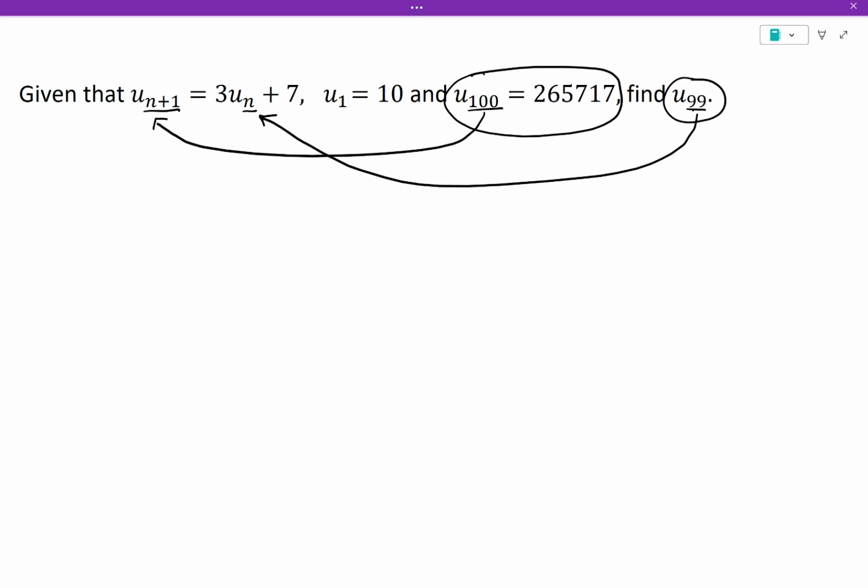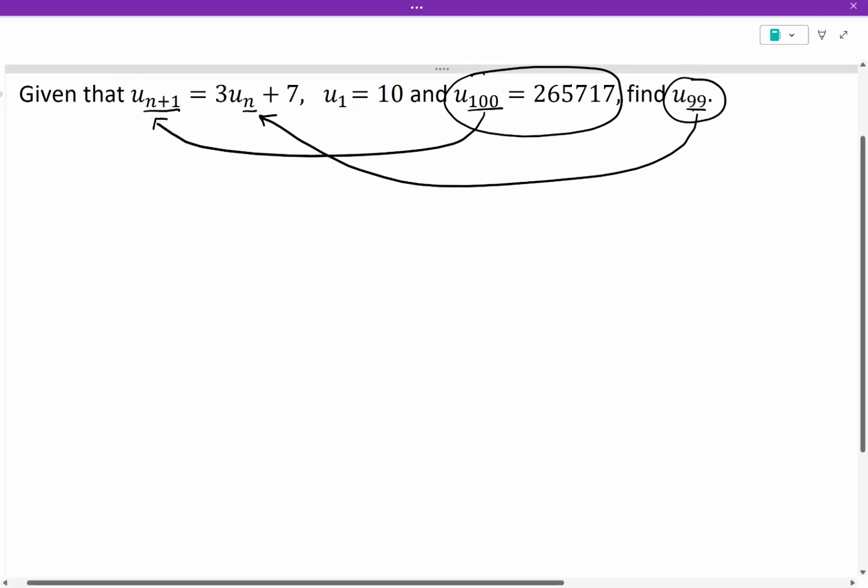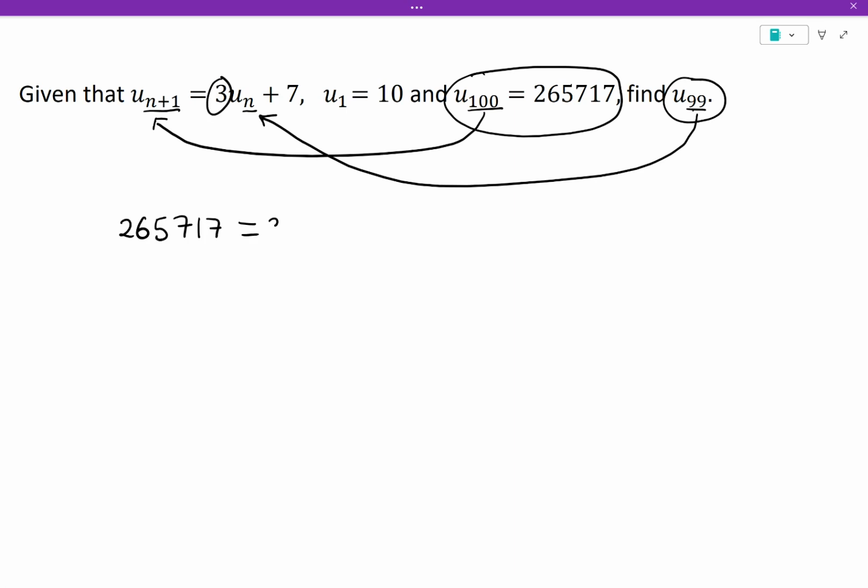So what I can do is I can substitute my 100th term, so the 265,717, in place of the un plus 1. So I would get 265,717 is equal to, and then we'd have the 3, and then it says un. Well, un is going to be u99, and then we got plus 7. And now we have an equation which we can rearrange to solve for the 99th term.